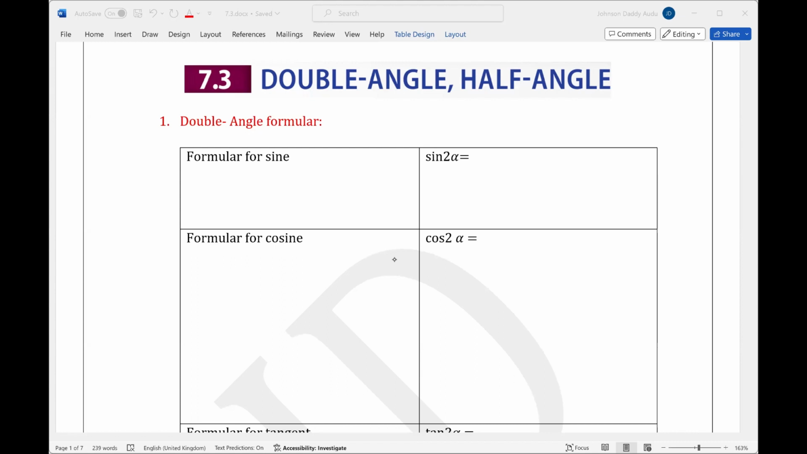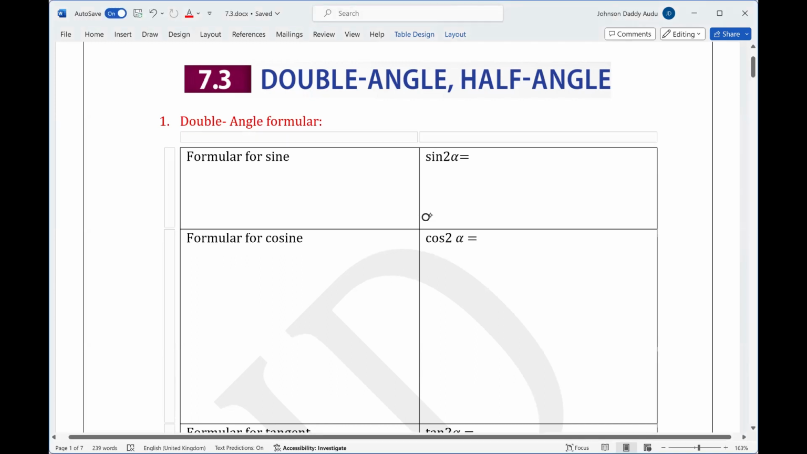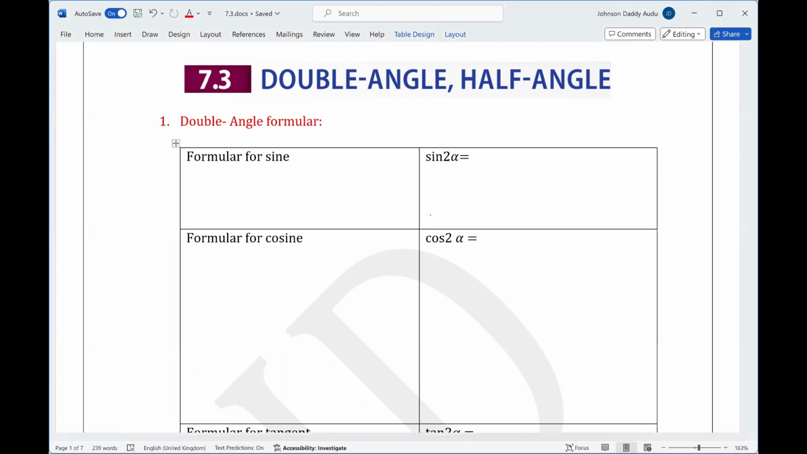So here in 7.3, we'll be looking at double angle and half angle formulas. Double angle simply means you have, for example, sine 2 alpha. And the first thing we will try to do is to derive a formula for this. And what do we know about sine 2 alpha?